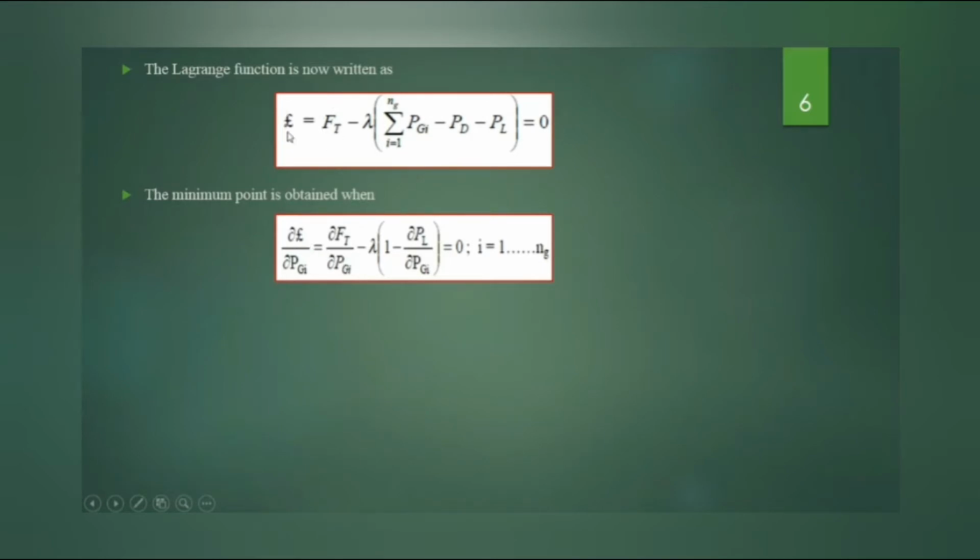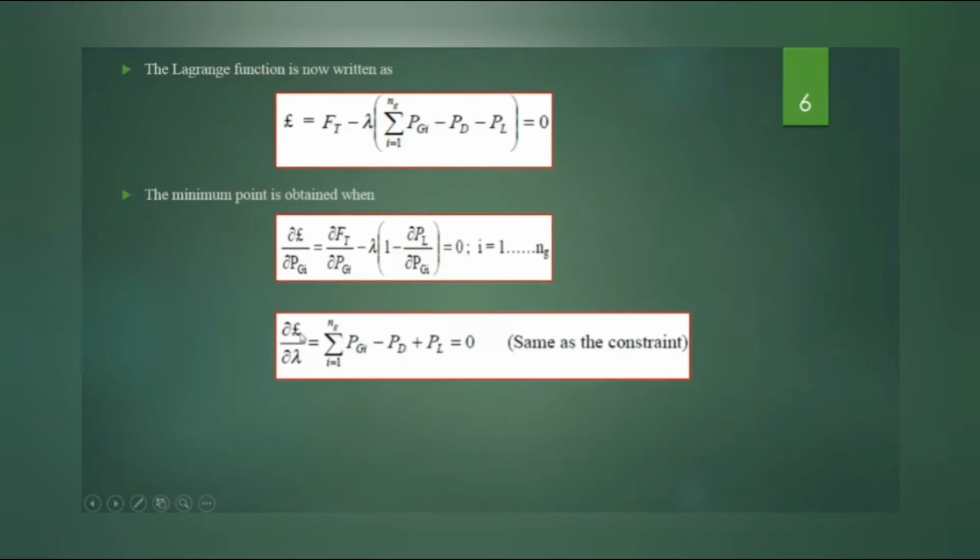Therefore, dLagrange upon dPGi is equal to dF_T upon dPGi minus lambda. The differentiation of PGi is 1, PD is a constant so it is 0, and PL is changing if generation is changing. Therefore, del PL upon del PGi is not equal to 0.